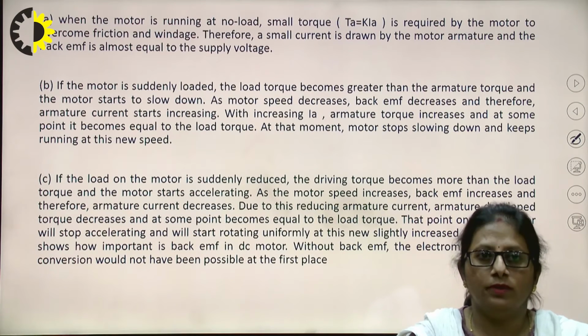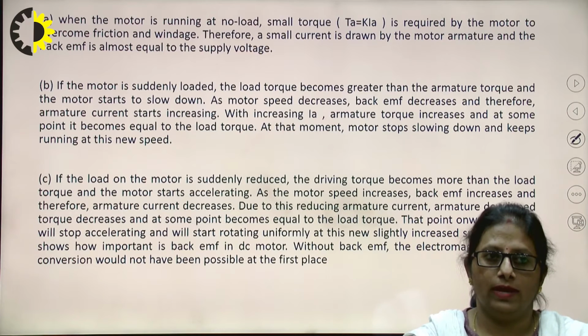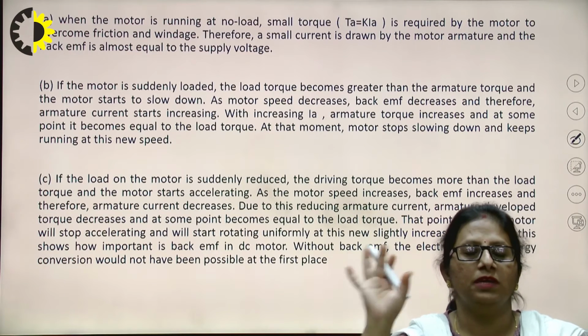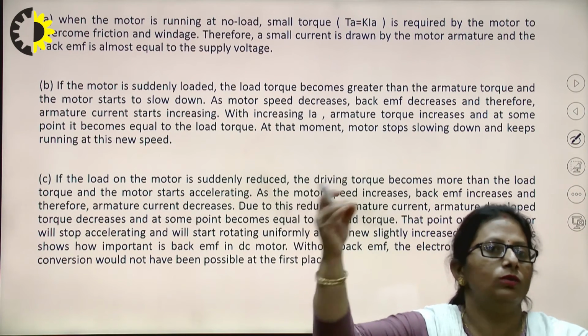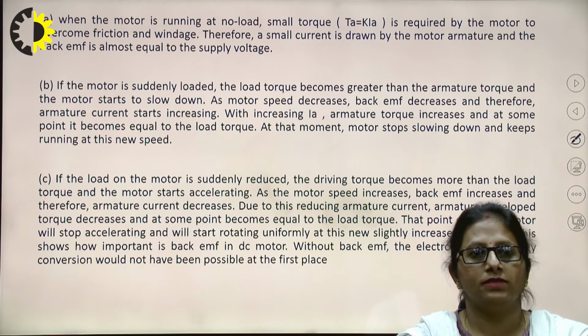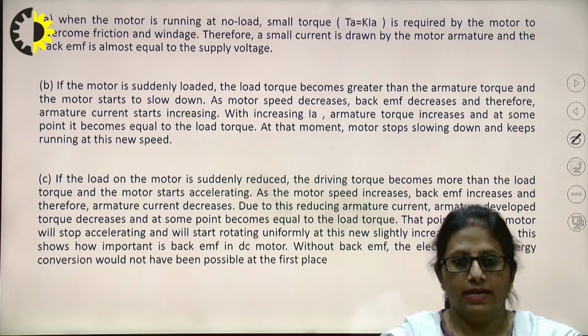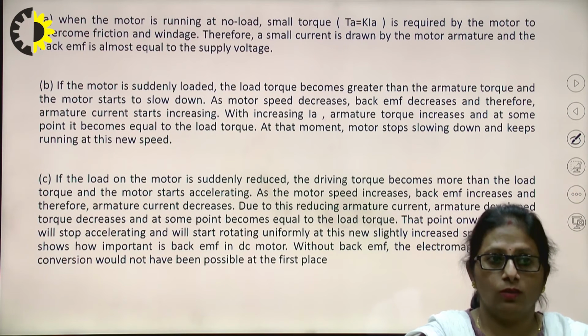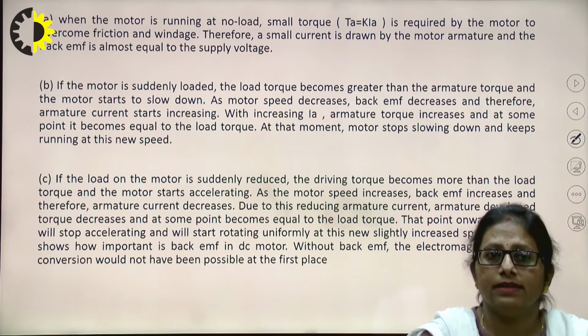And at that moment, the motor stops slowing down and keeps running at that new speed, which is according to the new load, the increased load demand, right? Now, if the load on the motor is suddenly reduced, the opposite happens. Then the driving torque becomes more than the load torque and the motor starts accelerating.